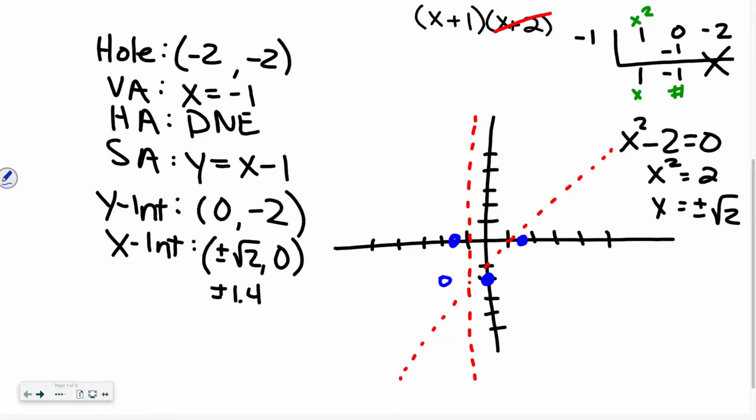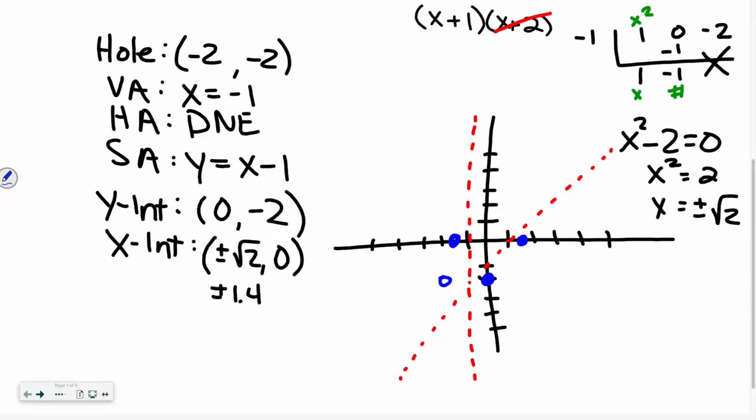Now, if you decide that those points and asymptotes aren't enough for you to figure out what the graph is doing, you should always make a table of values and pick more points. Okay, so you can pick as many points as you want. And they'll just confirm what you think might be happening or what should be happening.